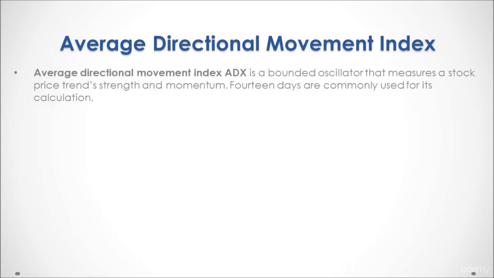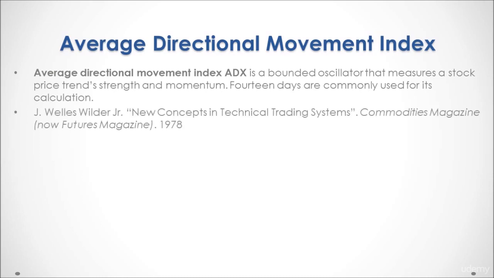Average directional movement index is a bounded oscillator that measures a stock price trend's strength and momentum. 14 days are commonly used for its calculation. For full reference, I recommend that you read Welles Wilder Jr., New Concepts in Technical Trading Systems, published by Commodities Magazine, now Futures Magazine, in 1978.